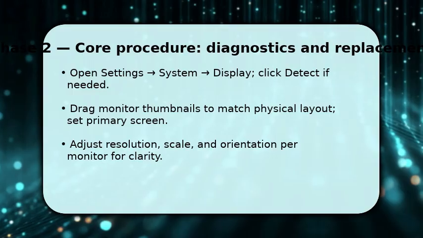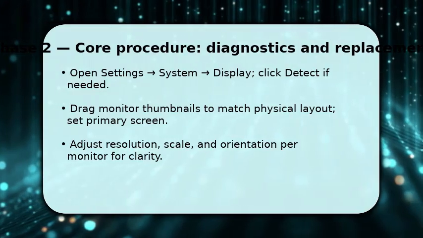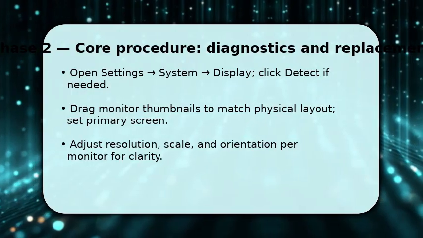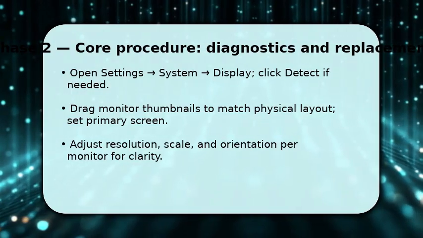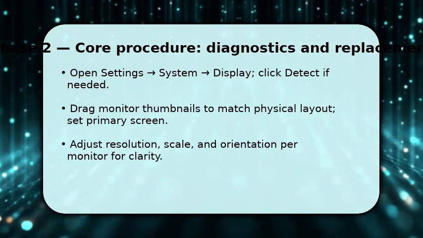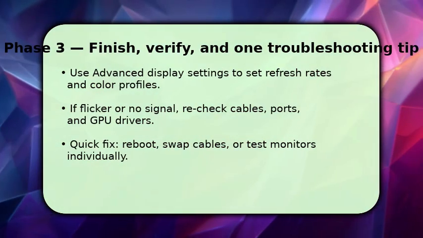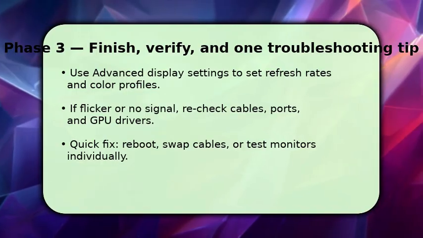Also adjust each monitor's resolution and scale for sharp text. This fixes blurry apps when monitors have different pixel densities. Finish by polishing performance and fixing common issues. Open Advanced Display Settings to set refresh rates and color profiles for smooth motion and accurate color.